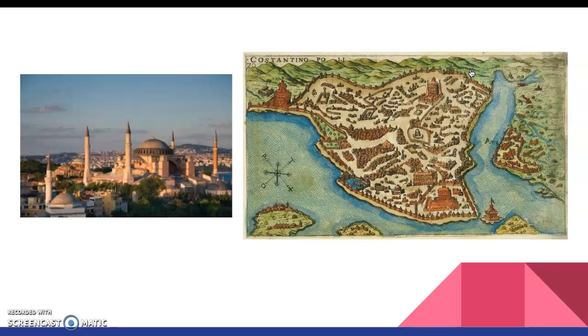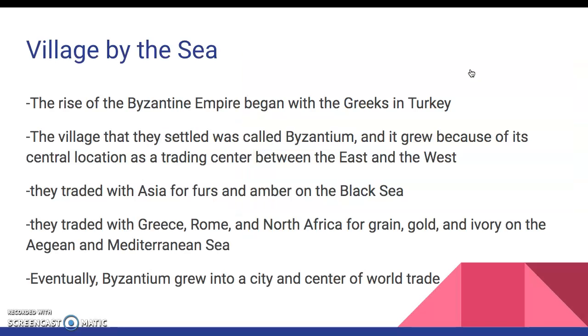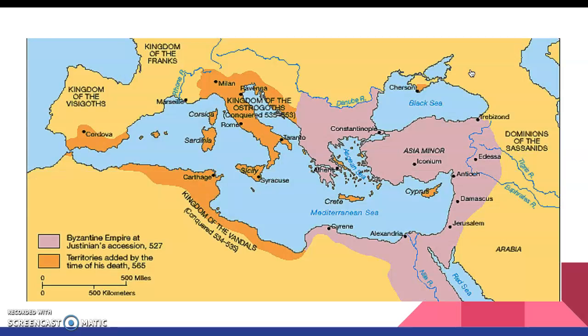About the Byzantine Empire, the former Eastern Roman Empire. Village by the sea. The rise of the Byzantine Empire begins all the way back with the Greeks living in Turkey. The village that they settled in was called Byzantium, and it grew because of its central location as a trading center between the East and the West. They traded with Asia for furs and amber on the Black Sea. They traded with Greece, Rome, and North Africa for grain, gold, and ivory on the Aegean and Mediterranean Sea. Eventually, Byzantium will grow into a city and center of worldwide trade.